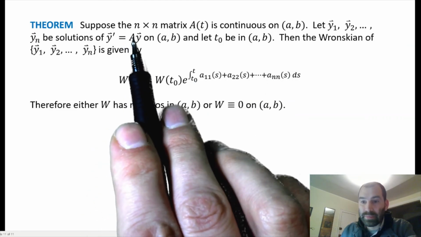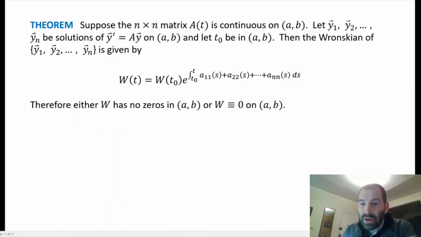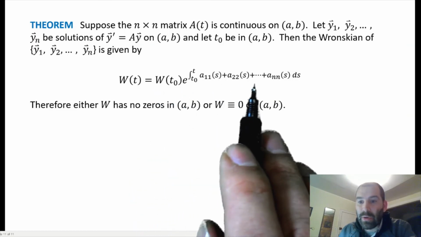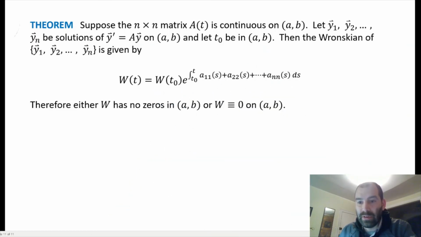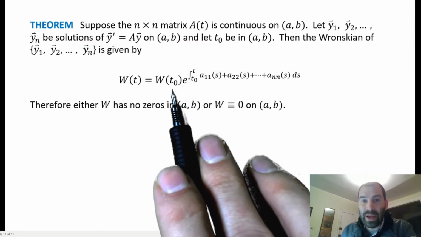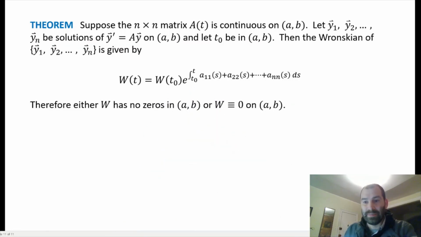Now this is a very powerful theorem because what it's saying is that just by knowing that the Wronskian is non-zero at some point t0, this is telling us that it's non-zero everywhere in that interval. So we only need to check that it's non-zero at one point, and therefore it's guaranteed to be non-zero everywhere, because e to something can never be 0, and this is just a constant.